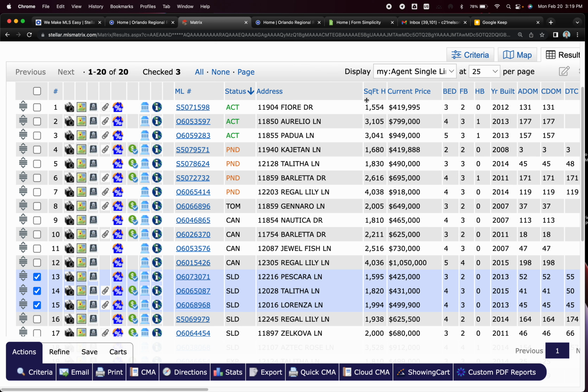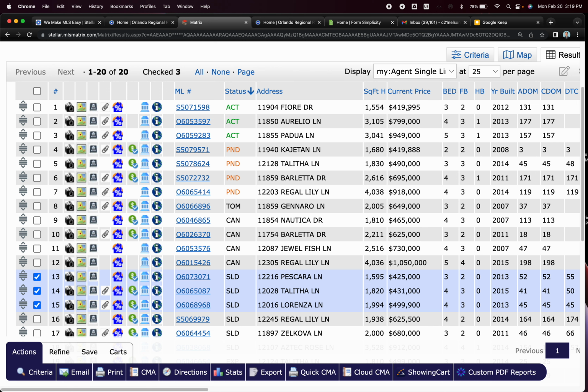So you say, what is 251 times 1554? It's $390,054. $390,000 basically. So $390,000 is what the average price of this property should be, and they have it listed for $419. So that gives you an idea of how to do a CMA.